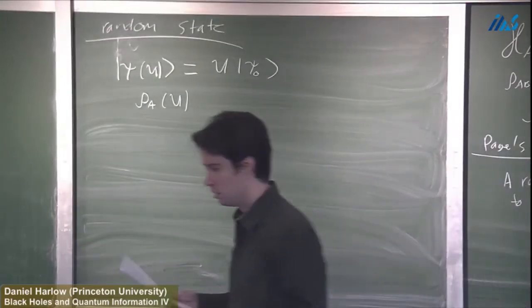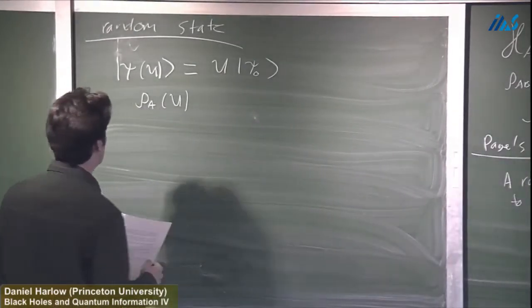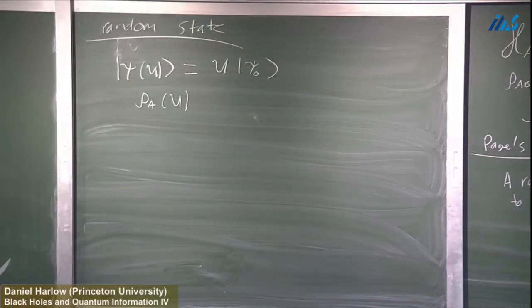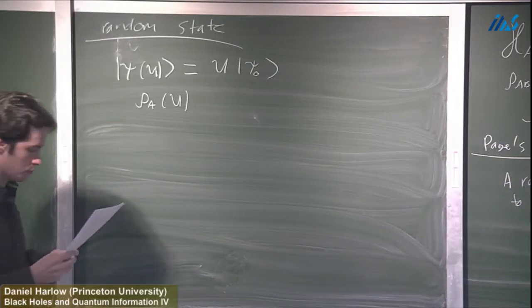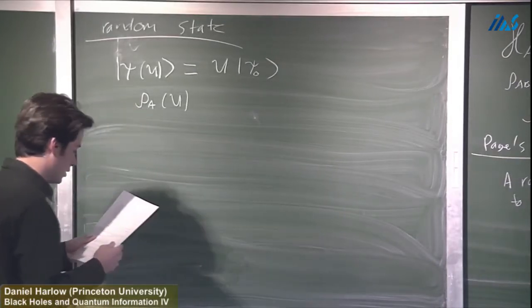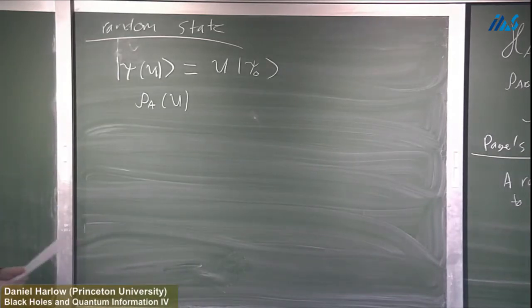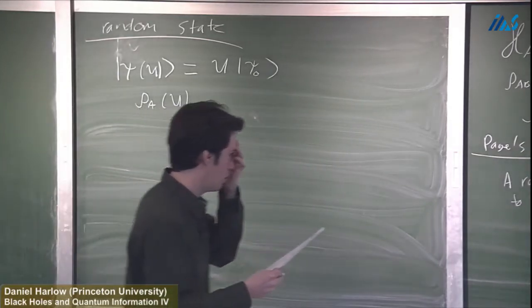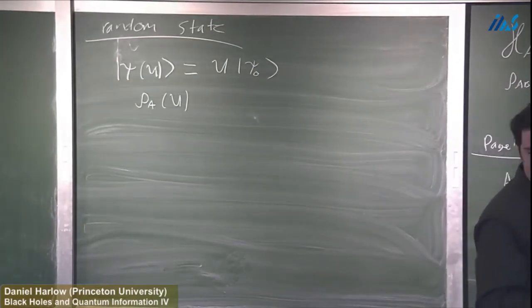Sorry, what is averaging over U? What are you integrating? Yeah, there's some probability measure on the space of unitaries, which is the Haar measure, and I'm going to integrate over it. Okay, so that defines what I meant by a random state, and it also defines what I meant by typically.